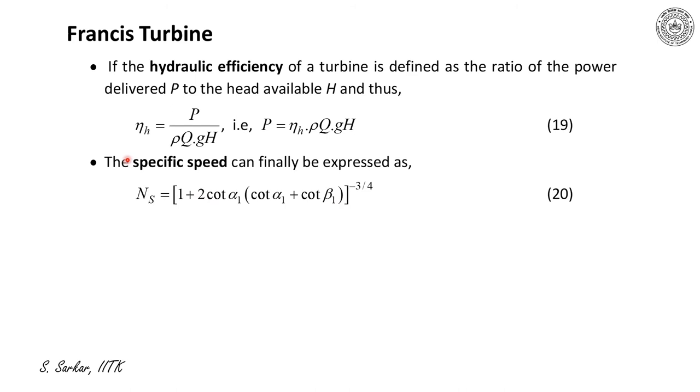So here, please note that equation 20 indicates that specific speed of a Francis turbine is a function of blade angle.